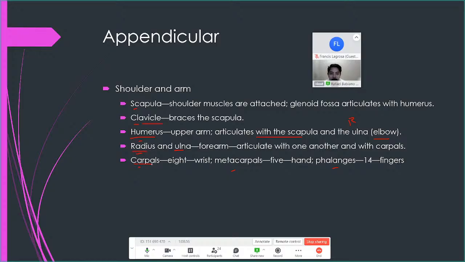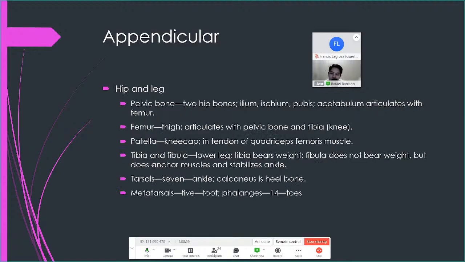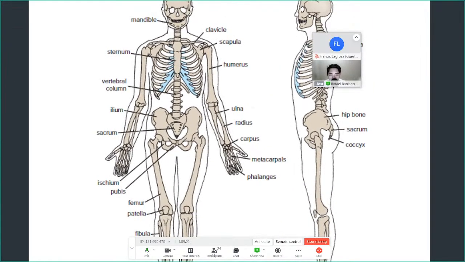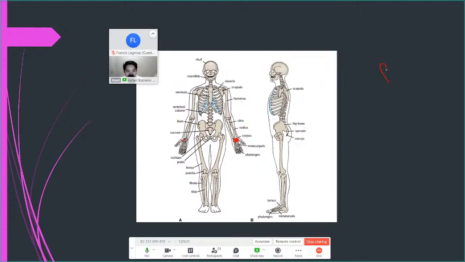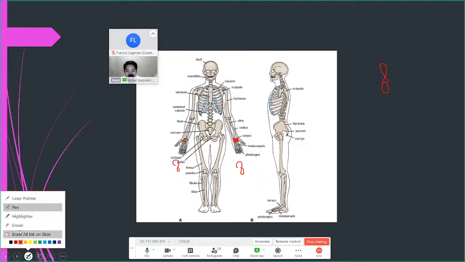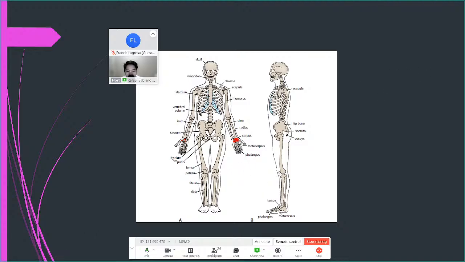carpals. Carpals. This is your wrist, the hand. Now if you look at your picture here, the carpals are these small bones that look like rocks. If I circle them, carpals here, and here. Now there are 8 carpal bones, 8 on each side. So 8 left, 8 right. They have their own names, so there is a code for that.